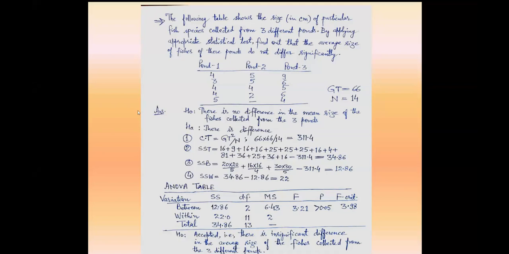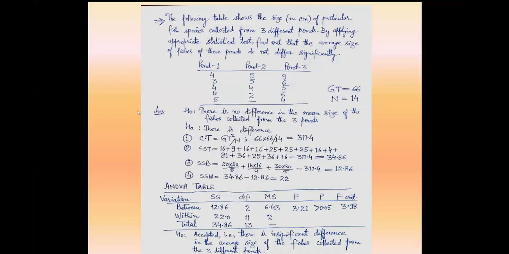So H0 stands for null hypothesis. Null hypothesis means we hypothesize that there is no variation, or no difference in the mean size of the fishes collected from 3 ponds. This will be our null hypothesis. Then our alternate hypothesis will be that there is a difference in their size. So now let us see how we shall be doing it manually.